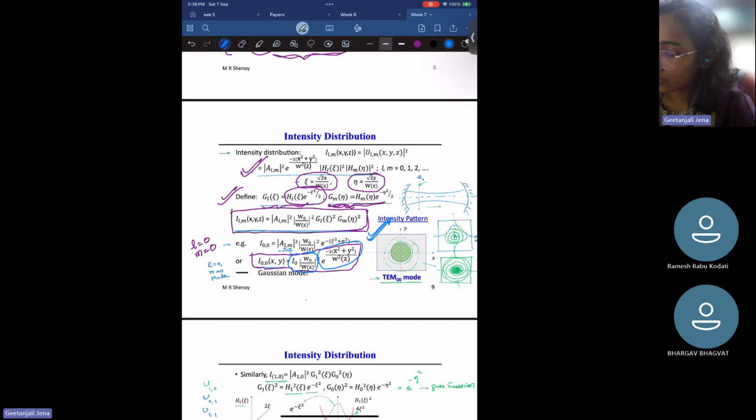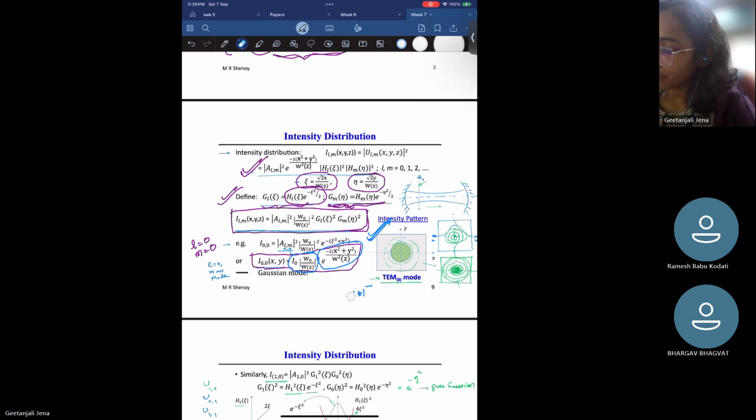So it's a Gaussian term, e to the power minus 2x squared minus 2y squared divided by w squared. That means in the x direction, it's a Gaussian function. Also in the y direction, we'll have a Gaussian function. Similarly, in the negative x, we'll have a Gaussian function. So let me draw another place so that it is clear to you.